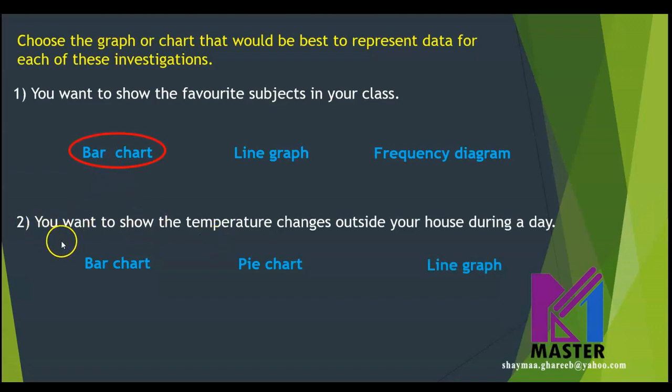In the second example, you want to show the temperature changes outside your house during a day. So first question, what type of data is this? Is it discrete data or continuous data? Of course, it is continuous data as it changes over time throughout a day. So which graph would be best to represent this data? A line graph would be best for describing continuous data.